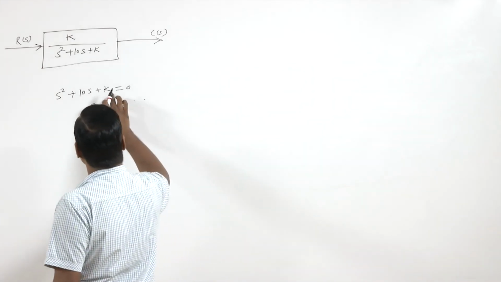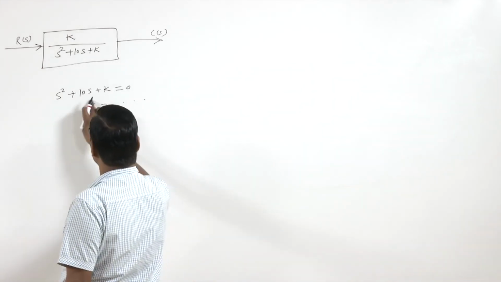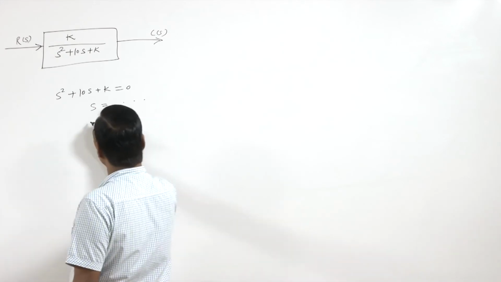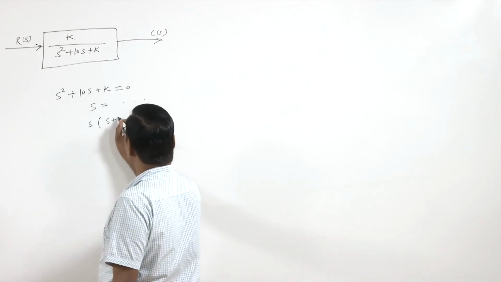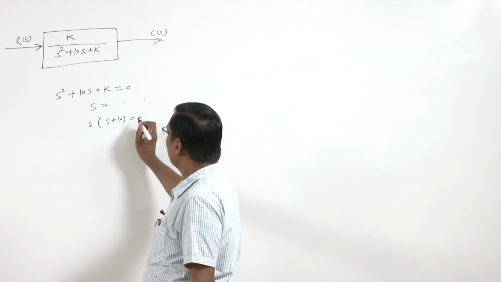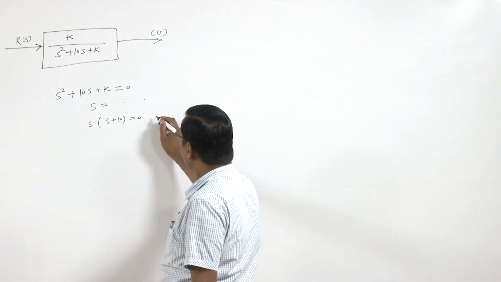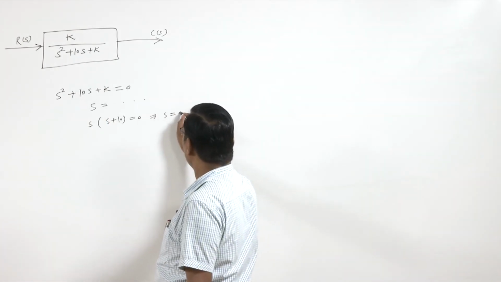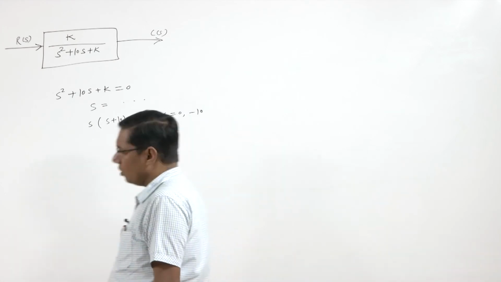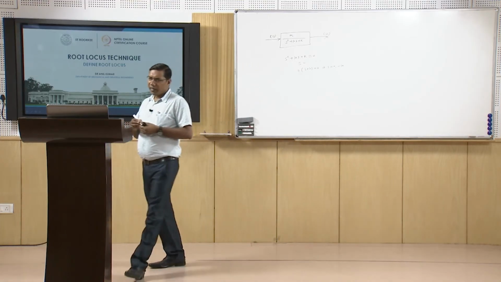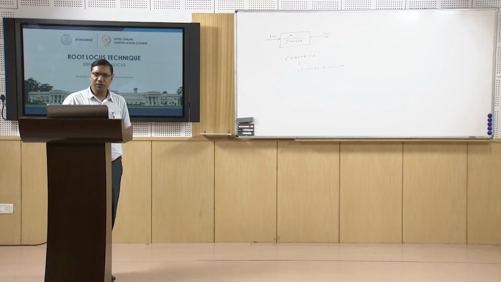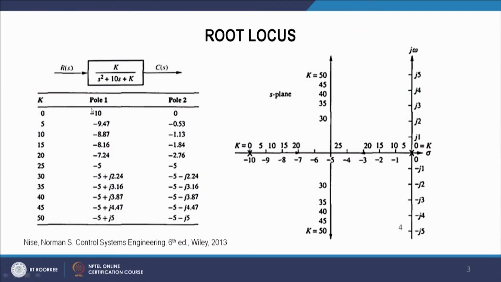So if k equals 0, here we will get s square plus 10s equal to 0. So s plus 10 equals 0, which means s equals 0 and minus 10. So we will get the two poles here, pole 1 and pole 2. Pole 1 is minus 10, pole 2 is 0.